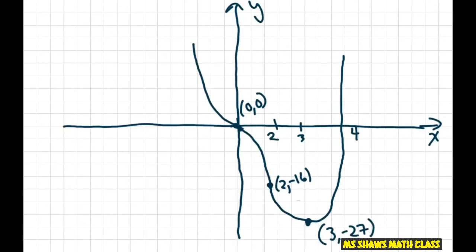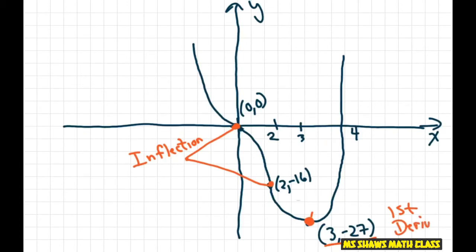A little extra room. So here and here are your inflection points. Remember, when they say sketch the graph, it doesn't have to be perfect, so don't laugh at my graph. This is your minimum value we found at 3. This was with the first derivative test, and this one was with your second derivative test.